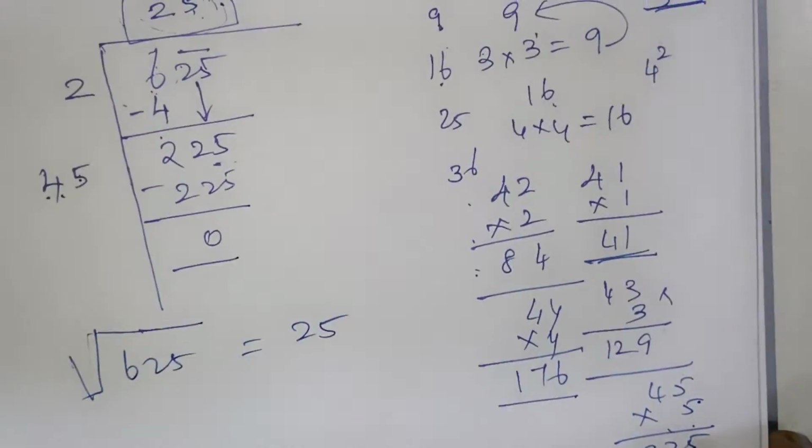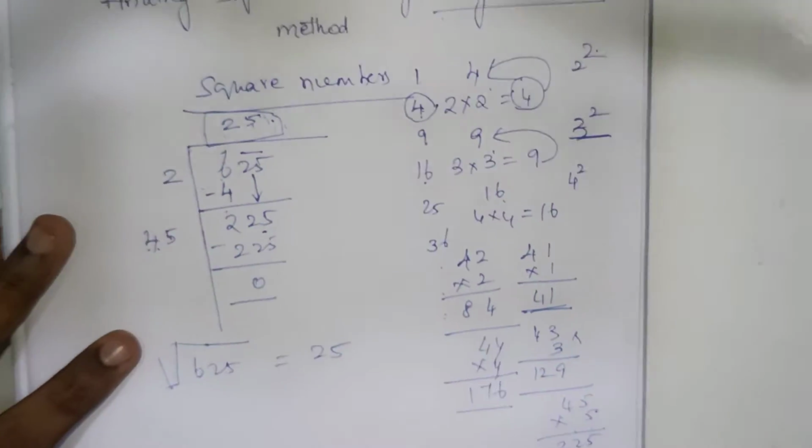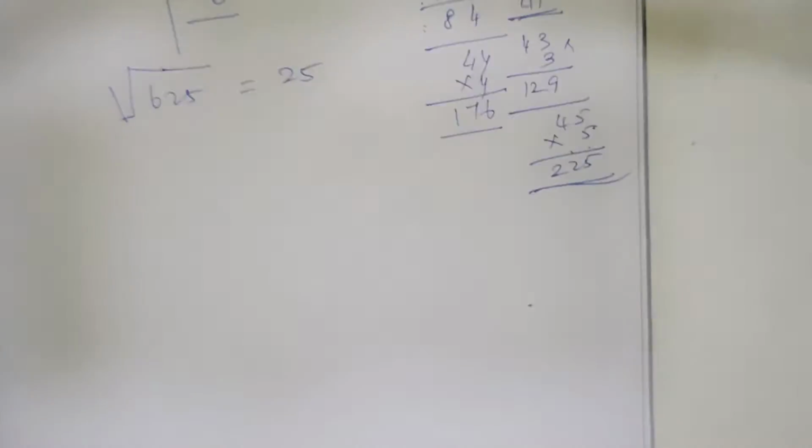Okay. Now we will see how to find the square root for a 4-digit number. Okay. Now let us take an example.